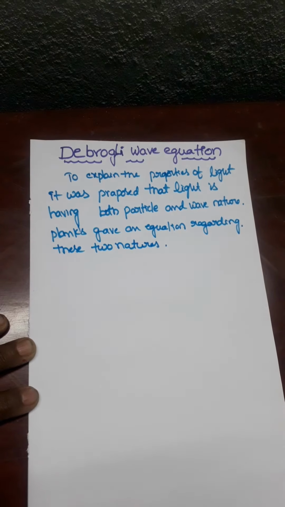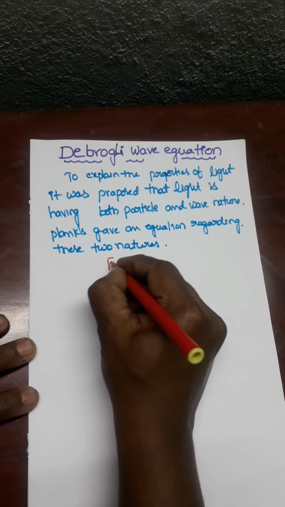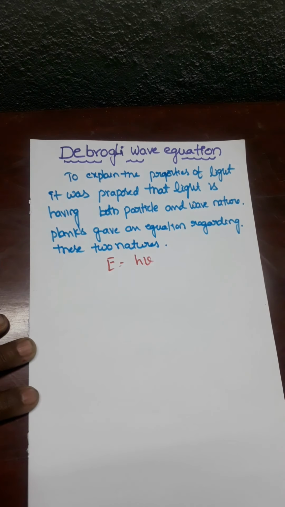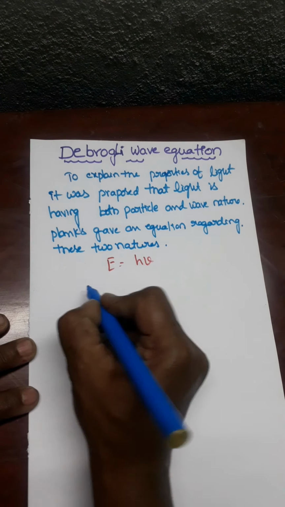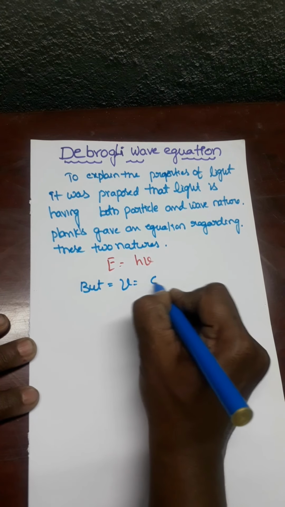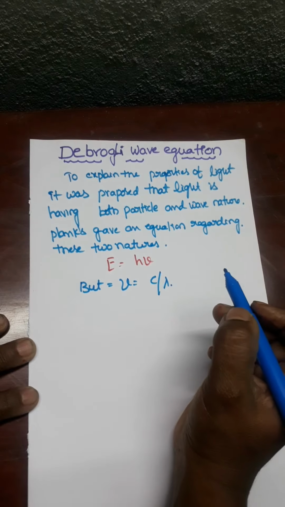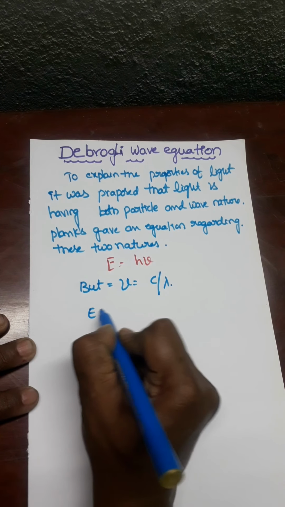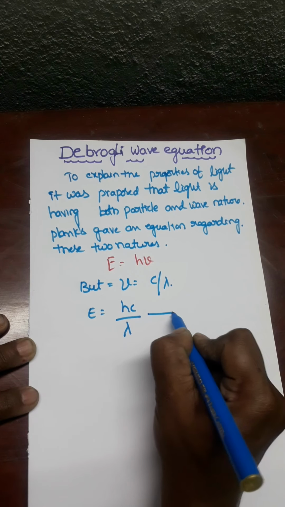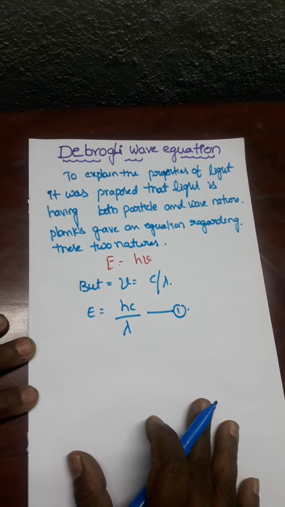That is, E is equal to h nu. But here nu is equal to c by lambda, so E is equal to hc by lambda. This is equation number 1.